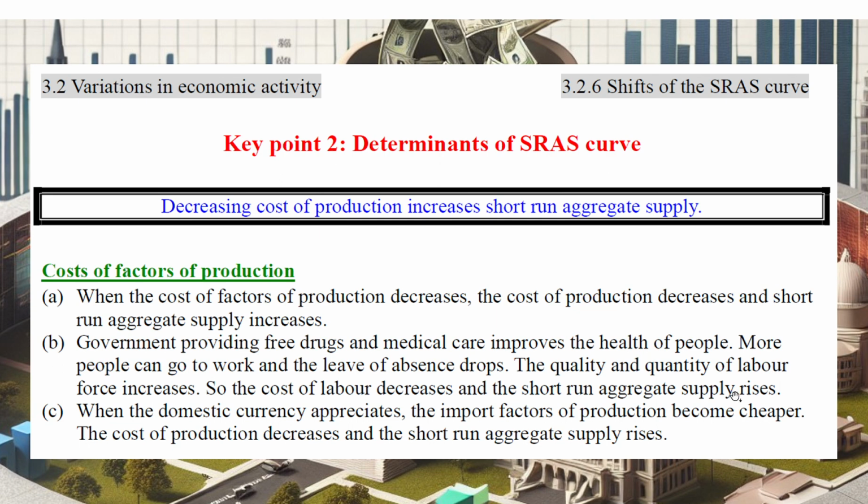Got it? Okay. When the domestic currency appreciates, what happens? The imported factor of production becomes cheaper, especially for natural resource import countries, just like Japan. Okay? The cost of production decreases and the short run aggregate supply increases.